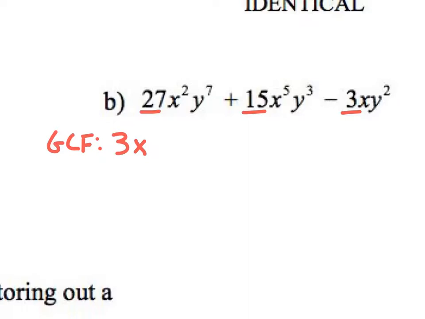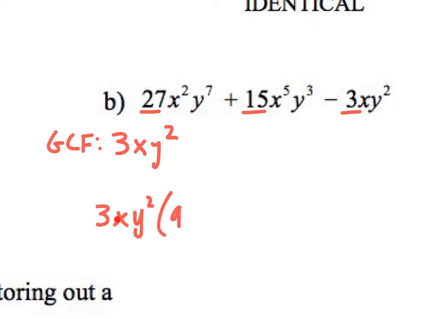And then when I look at the y's, I've got y to the 7th, y cubed, and y squared. I want to look for the smallest one, so it's going to be y squared. And so that's what I want to factor out. So when I factor this one out, I'm going to write it out here, 3x times y squared. And I have to ask myself the question, 3x times y squared times what is going to give me 27x squared y? When I do this, 3 times what is going to give me 9? So this is 9.